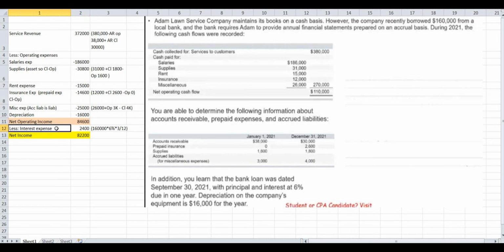Less we need to deduct interest expense, that is the company borrowed 1,60,000 for 3 months. September year end means we need not consider September, we will consider October, November and December for 3 months at 6%. So the interest expense is 2,400, we will deduct it from operating income and it comes to net income. Thank you.